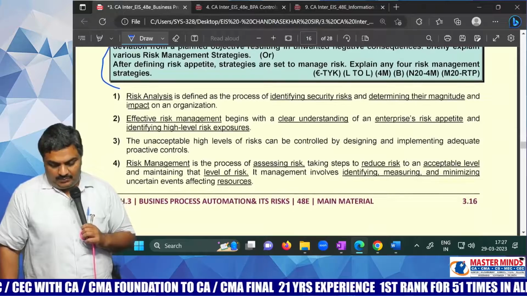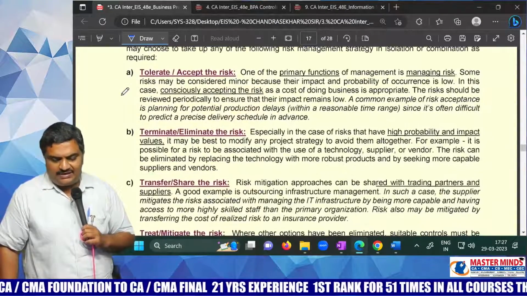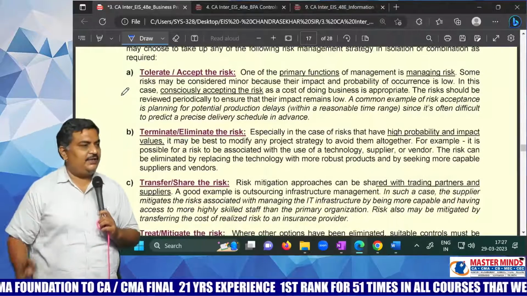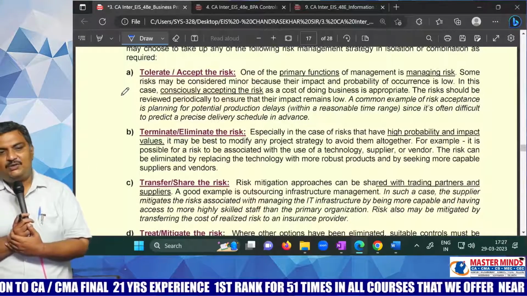Now, what is this question? Explain any 4 risk management strategies. Very easy. What are risk management strategies? First one, tolerate or accept the risk. Tolerate or accept the risk means what?